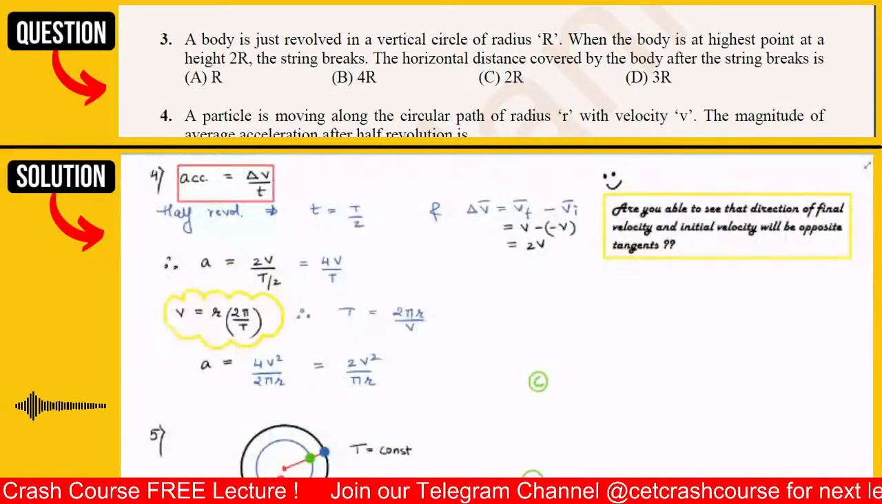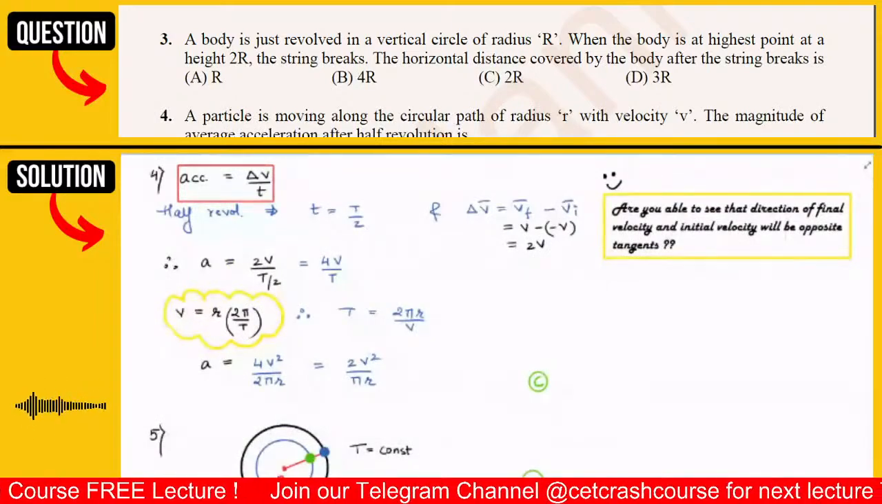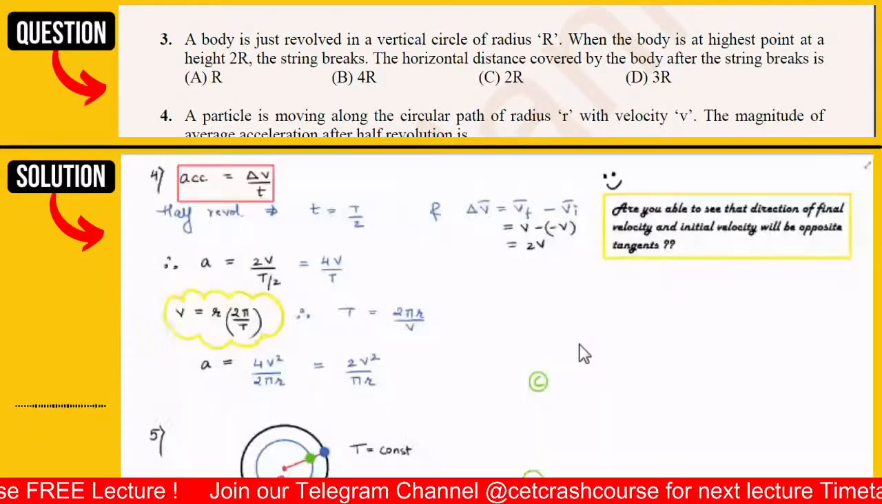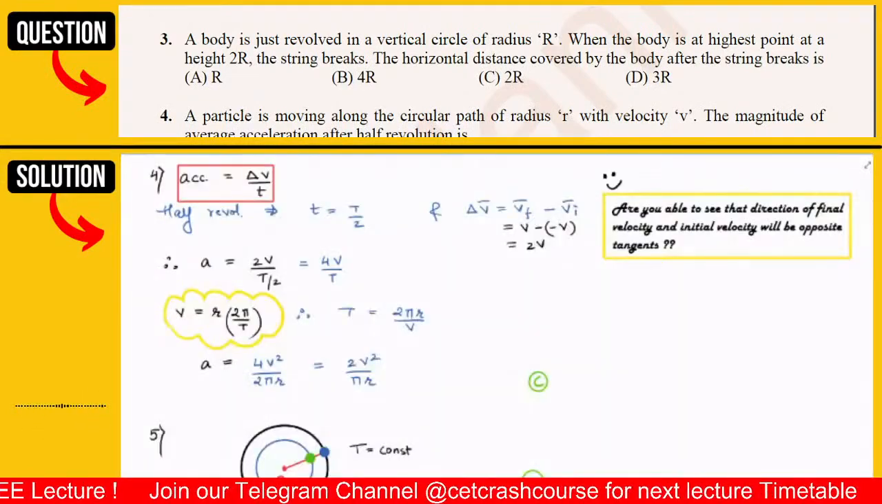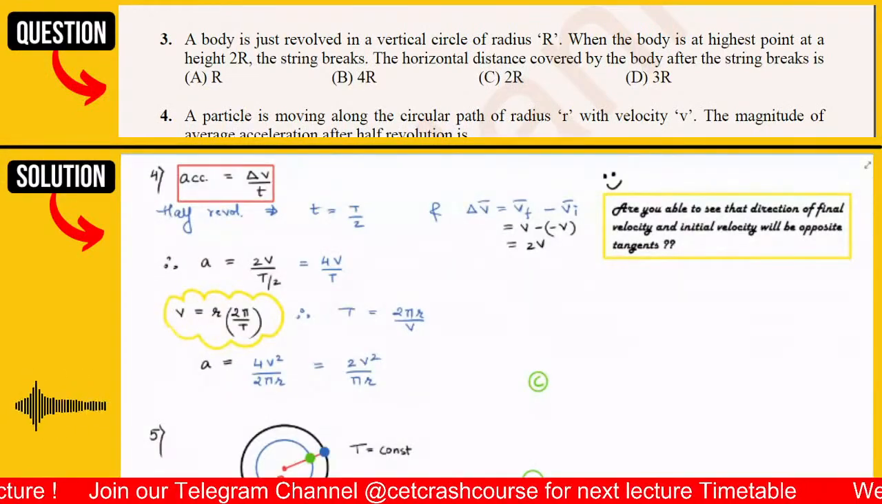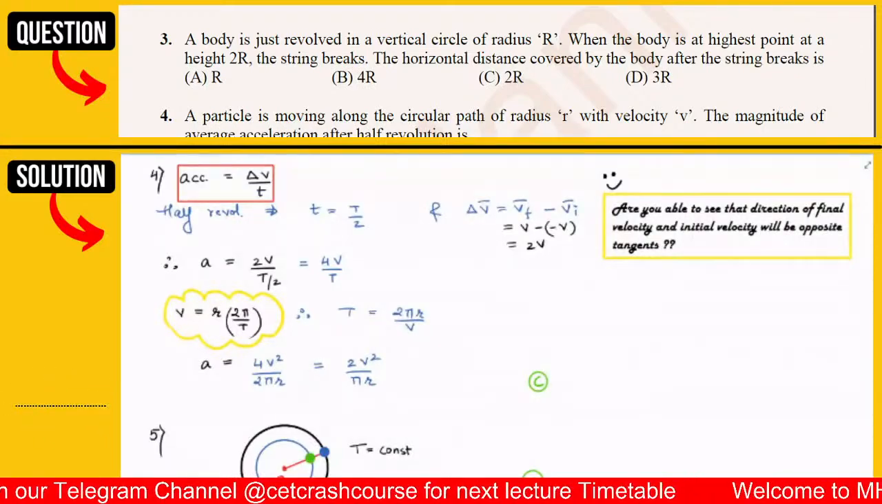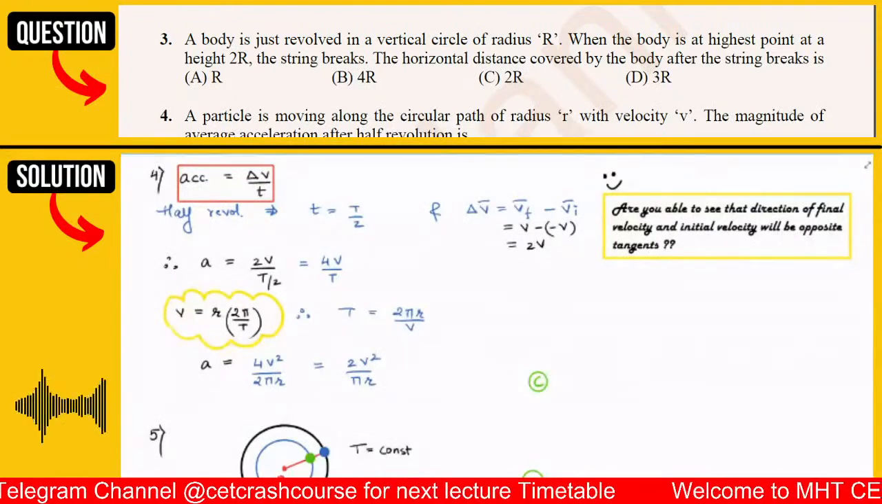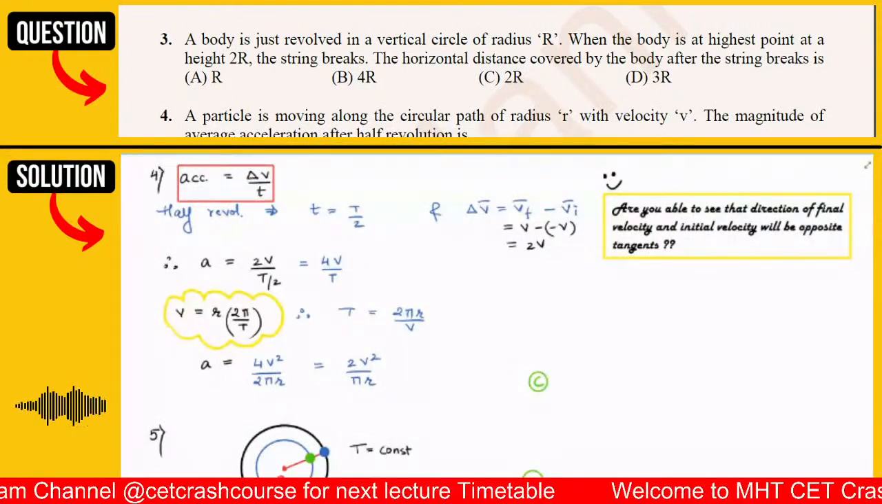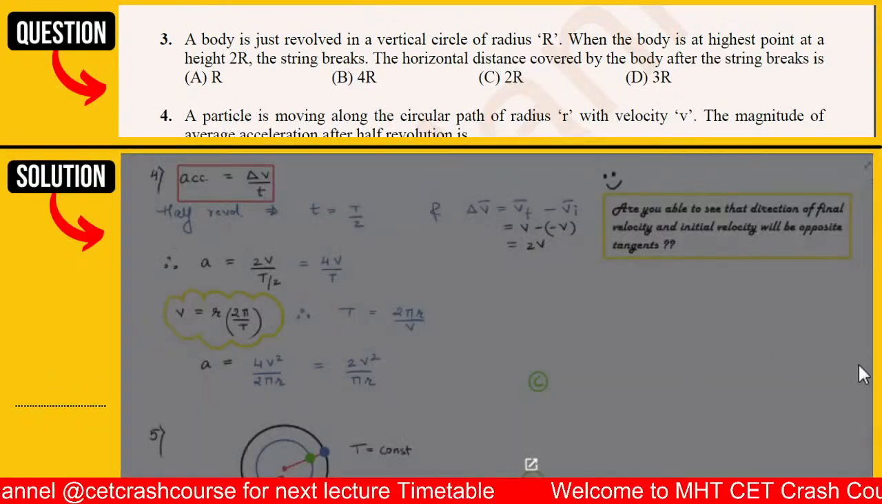Let us move on to the fourth question now. Let us read the fourth question. A particle is moving along a circular path of radius r and velocity v. The magnitude of average acceleration after half revolution.